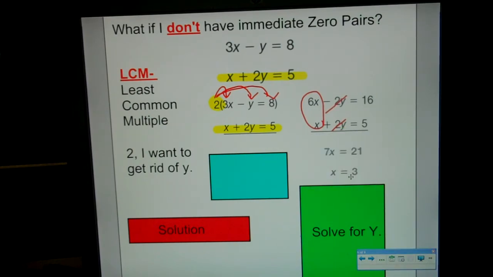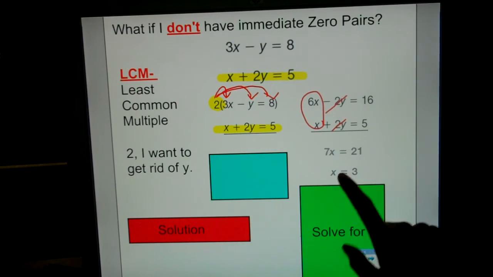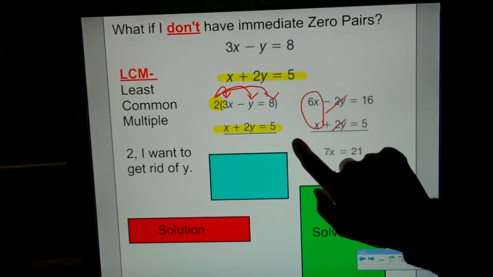Okay. 7x is equal to 21. X is equal to 3. Okay, we know the value of x. Now what do we have to do? You have to plug x in to one of these equations.